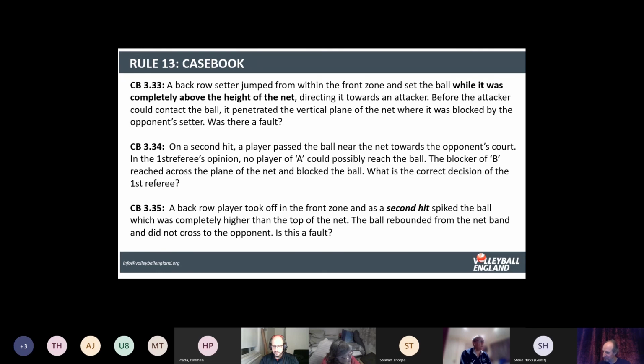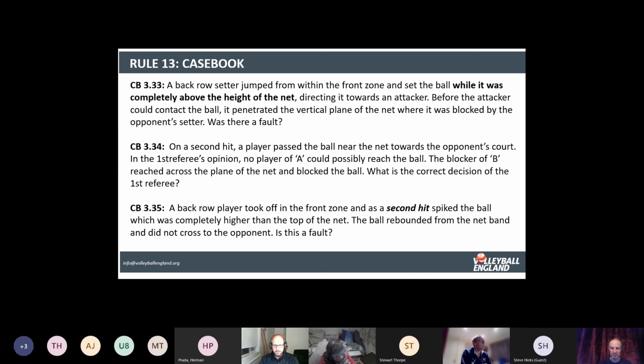So the fact that it was the second hit has no bearing on it. The ball can't be played again by the team of A, so therefore it's fine. If you called this one differently, you'd get yourself into a lot of issues with the players. It's absolutely a different situation if the ball is not going to cross the plane of the net. Then the blocker doesn't have the right to play the ball. So you just have to make that decision about, is it a block or not a block? Is it an attack hit or not an attack hit?